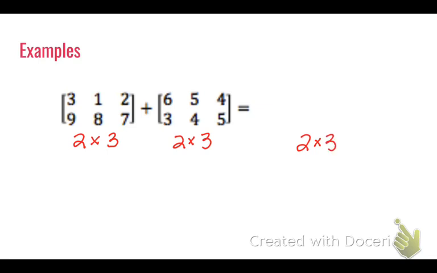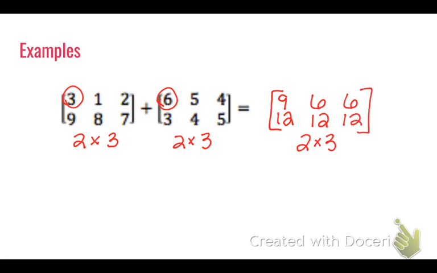To get the 2 by 3 matrix that is a solution, I would add the 3 and the 6 from the first row, first column, together and get a 9. 1 and 5 would give me 6, 4 and 2 would give me 6, 9 and 3 would result in 12, 8 and 4 is 12, and 7 and 5 is 12. And that is how I would add those two matrices together.